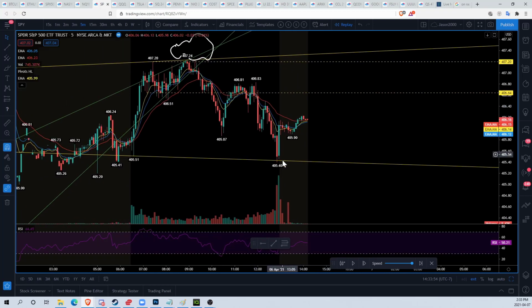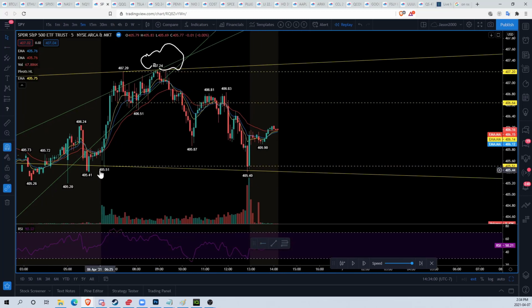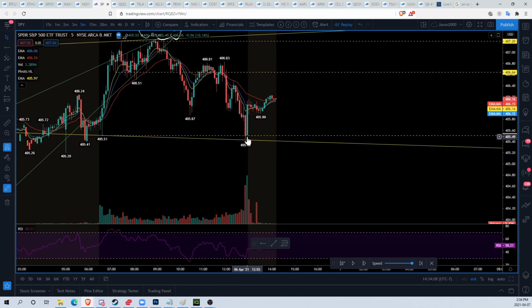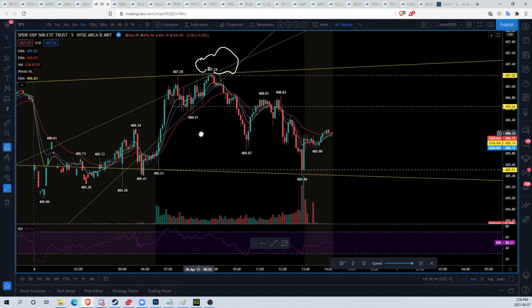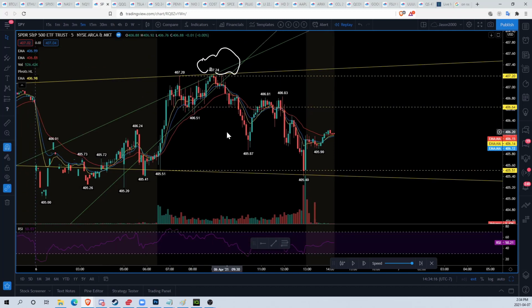Now, not only was that a beautiful broadening formation resistance, but it was also a good stop hunt for those looking to stop out at the low of day, 405.51, stop out, quick flush. We get a ton of volume because of those stop orders being hit. Bulls buy it up and push the price back to the upside. This is a really nice and a somewhat complicated example of a broadening formation, but these are the type of things that we like to look for in the chart, guys.